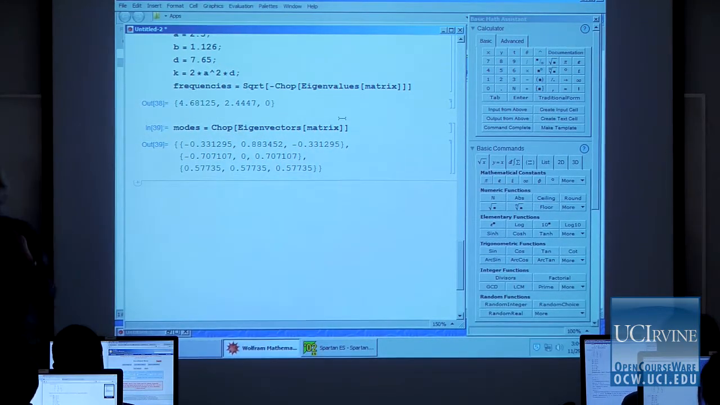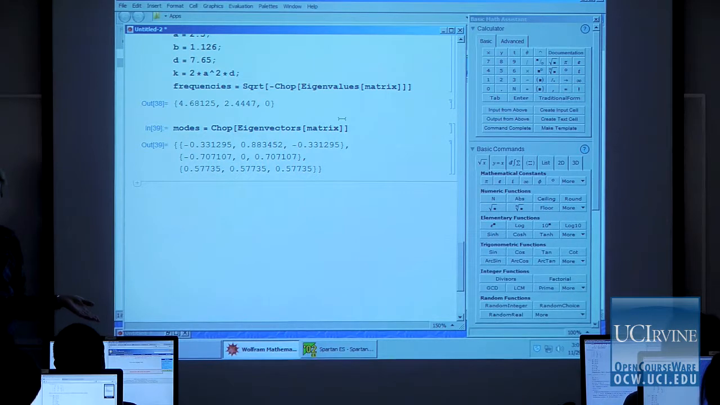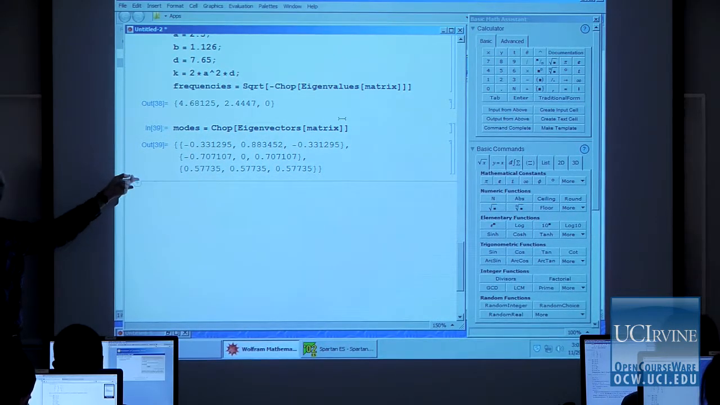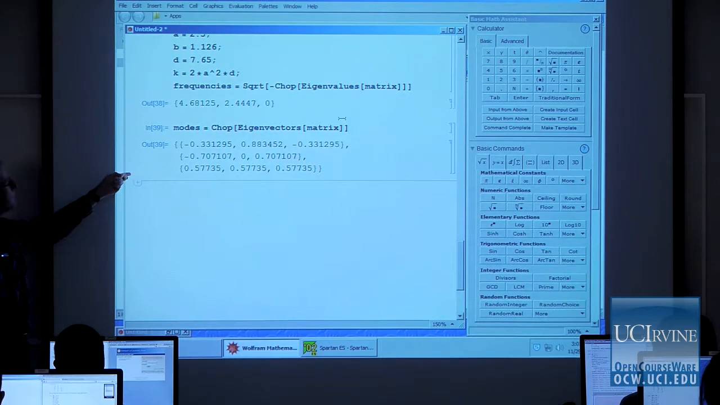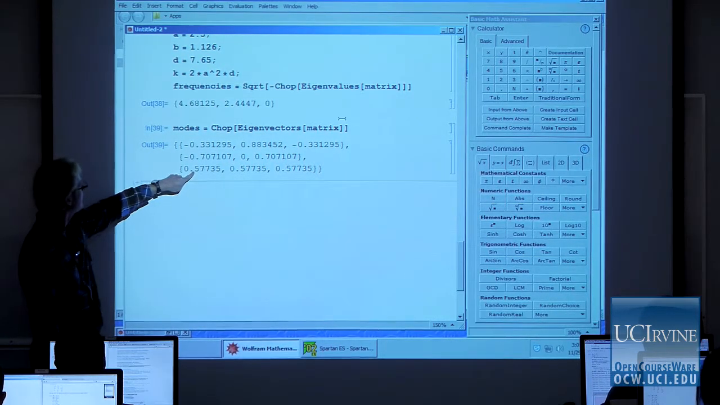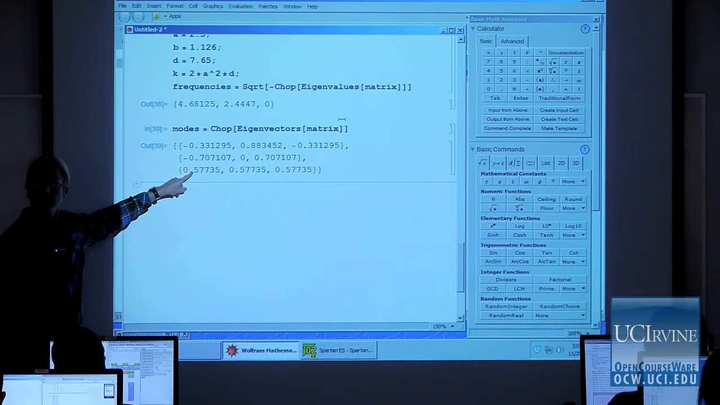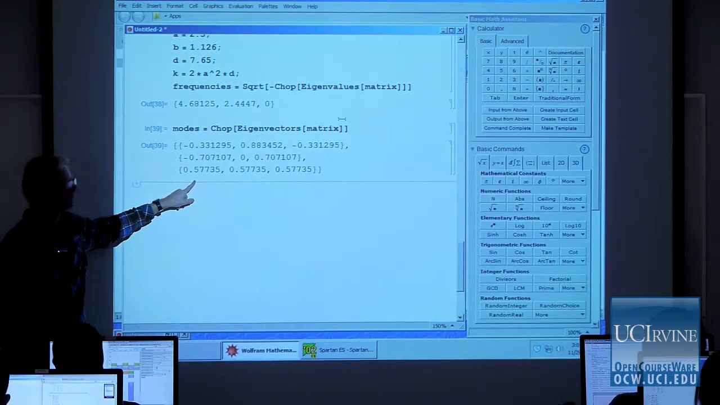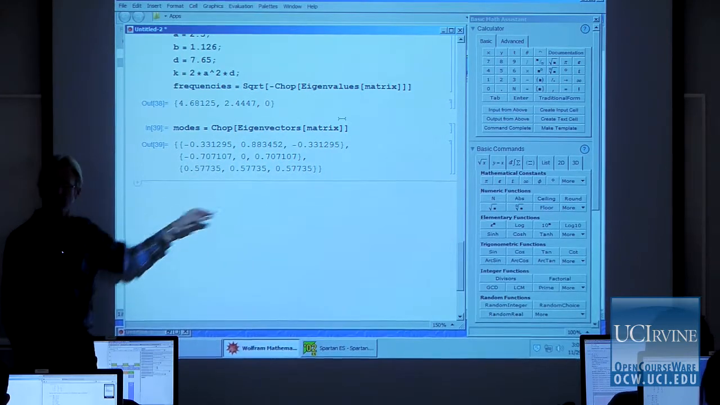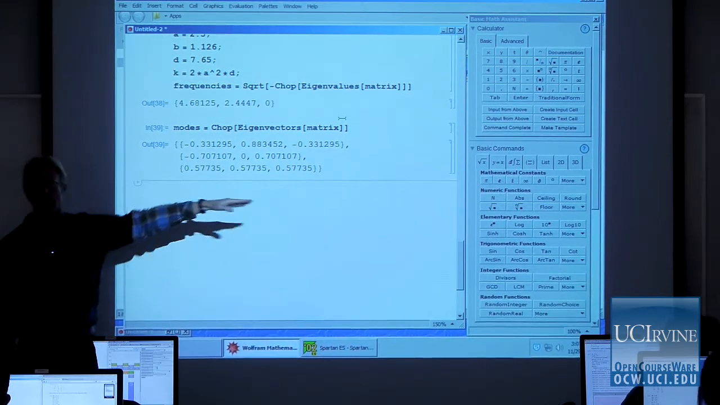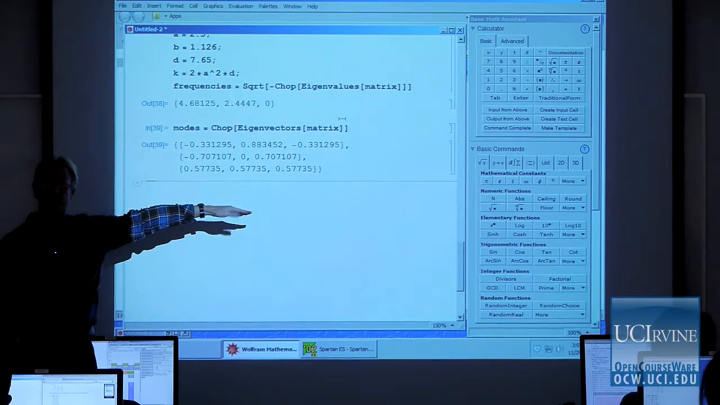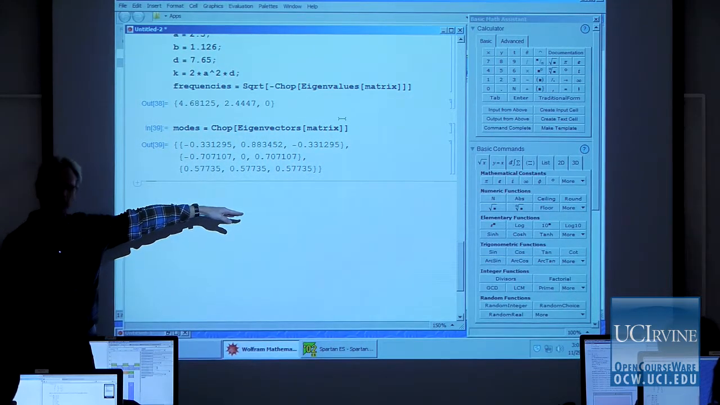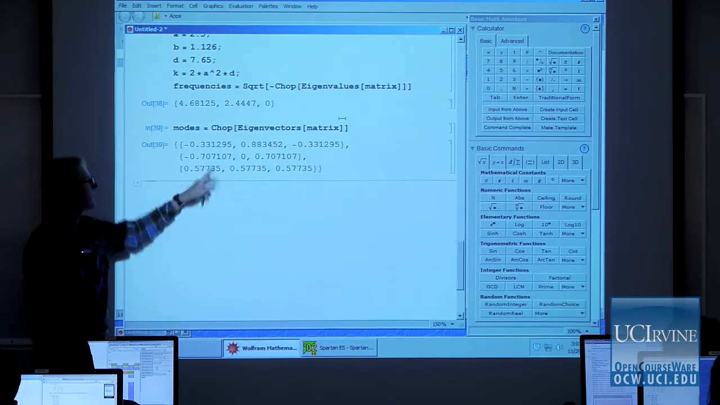All right? So we can already see what these vibrations are just by looking at these numbers. This one tells us that for this mode that has 0 frequency, all the atoms are moving in the same direction, right? They have exactly the same amplitude. So that's just a translation of the molecule as a whole. It's not a vibration. You see that? So that's not interesting. So we don't care about that one.